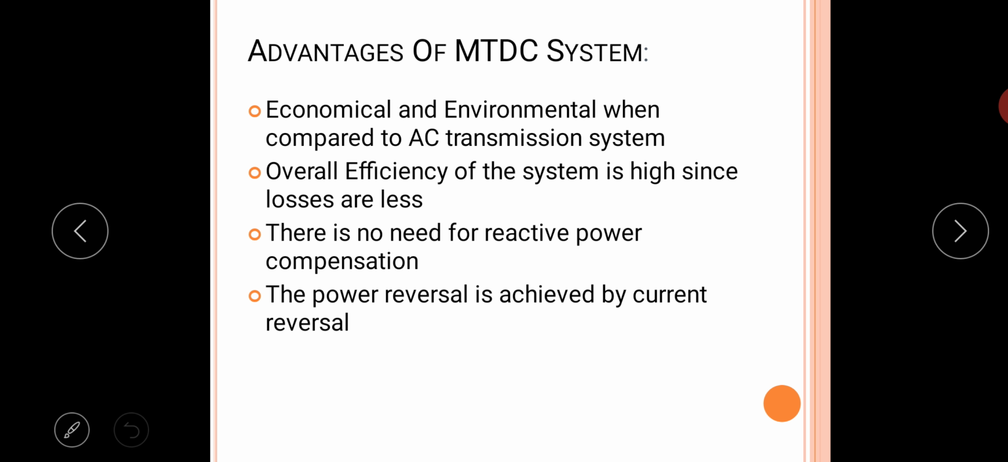Since the losses are very less in HVDC, its efficiency is good. There is no need for the reactive power compensation. Here, as we know, the power reversal is achieved with the help of a current reversal, not by the voltage reversal.